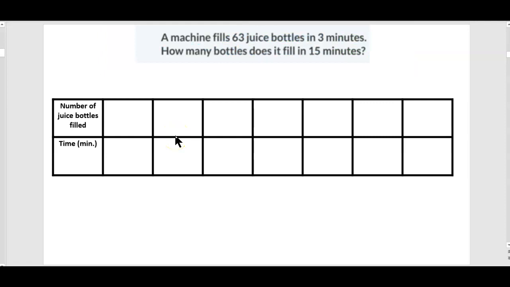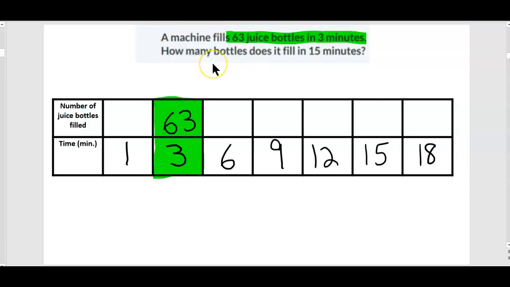So let's see. Number of bottles filled, in blue. And then time. So here it is, 63 and 3. But we're not asking for 6 here. How would we get to it? How would we find out how many bottles will be filled in 6 minutes?